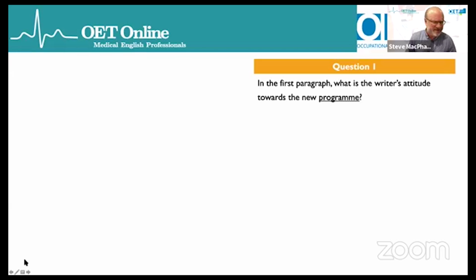And when you see something like this, the writer's attitude, you can't answer a question like this by just searching the text for a particular attitude, really. It's going to be a deeper meaning here. We're going to have to read between the lines. So really the best approach for a question like this is to read the paragraph and try to understand exactly what that writer's attitude is toward the new program.